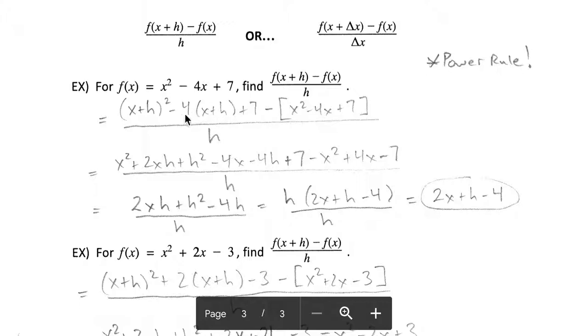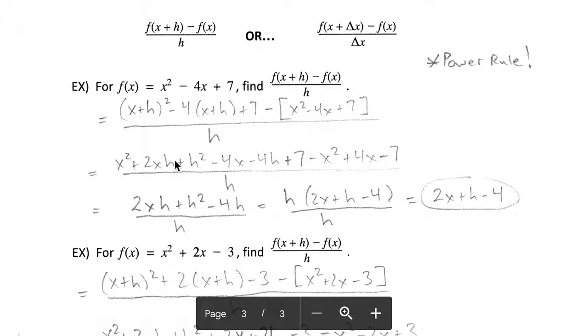Distribute right here in the middle, we got -4 times x and -4 times h for -4h. And we got that +7 at the end. All right, so now we have this big, long statement up in the numerator position. We're going to start to combine like terms and see if we can simplify some things. And we're still dividing by h. Keep that going on the bottom.